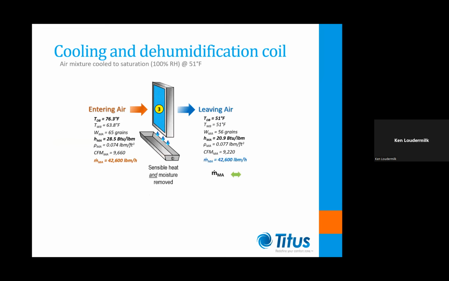For this example, we'll assume our air mixture is cooled to saturation at 51 degrees Fahrenheit, which means both its wet bulb temperature and dew point are also 51 degrees. Again, the psych chart can be used to determine the other parameters of the saturated leaving airstream. While the mixture's mass flow rate remains constant, its volumetric flow rate becomes less because its density increases.